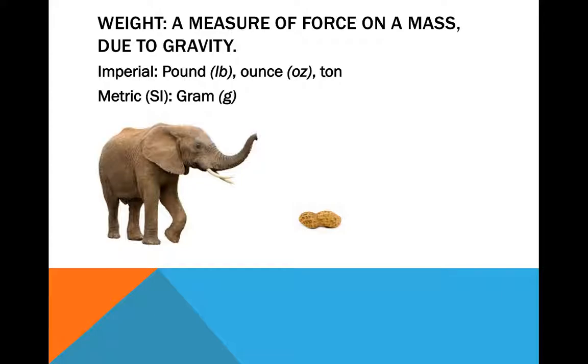So the imperial system, the one that we're on, is pounds, ounces, tons. The metric system uses grams. And if we're talking big weights, they would say kilograms. Or they may go even further, megagrams. And that's not on your chart, but that's a larger measurement or a larger prefix.